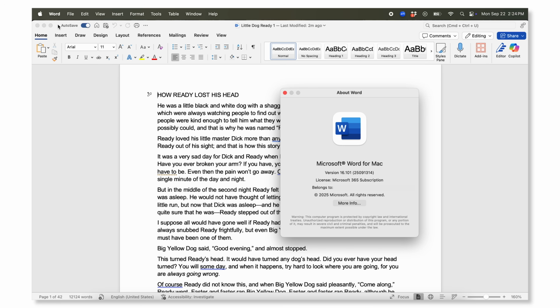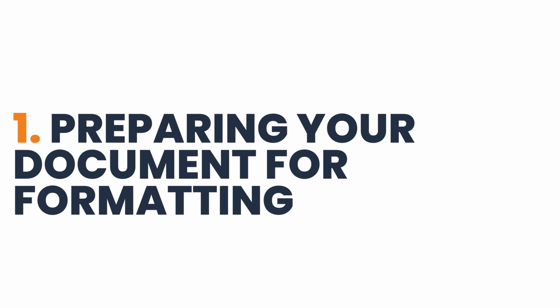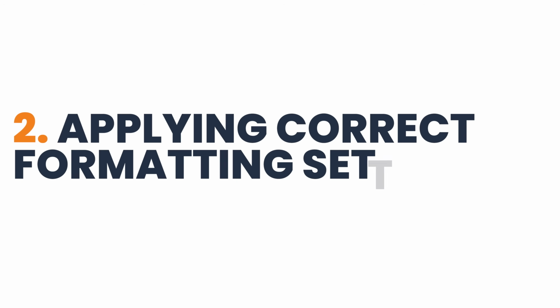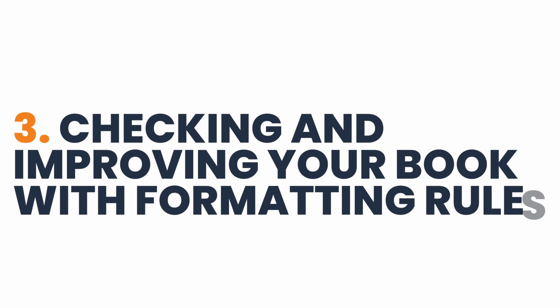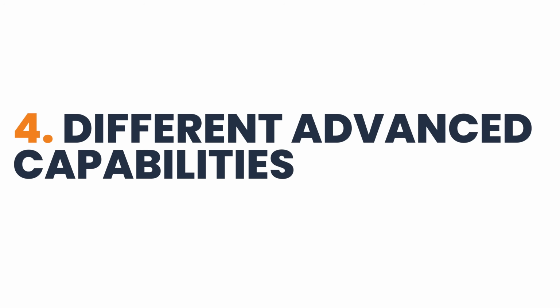So with that out of the way, we're going to cover four main areas to turn your manuscript into a book. The first is preparing your document for formatting. Second, we'll talk about applying the right formatting settings, including page size, margins, line spacing and indentation, chapter styles and page numbers, and even header styles. Third, we'll be checking and improving your book with formatting rules. And finally, we'll be talking about advanced capabilities.